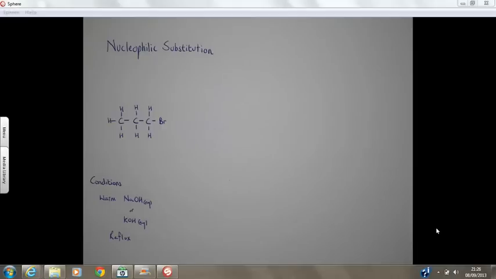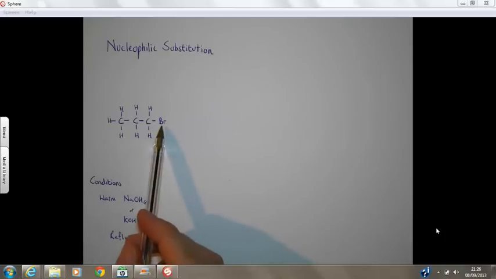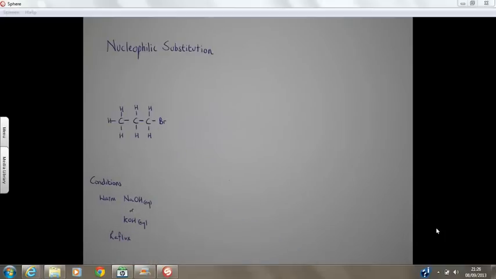Okay, so we're looking at the nucleophilic substitution of haloalkanes to form alcohols in this instance. So here we have 1-bromopropane, 3 carbons, so it's prop, and it has the halogen on the first carbon, so it's 1-bromopropane. Note the conditions that we need for this reaction.